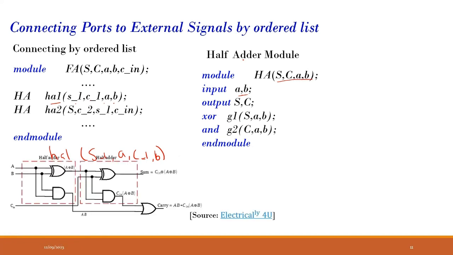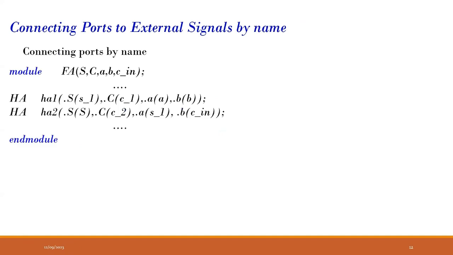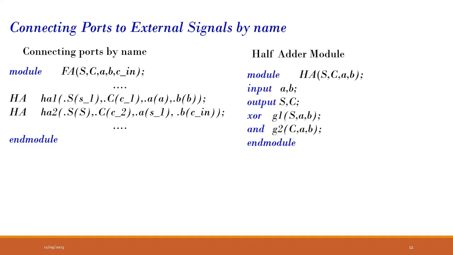Now, okay, so this is how a full adder is made of two half adders. Now another thing is we can either call them by the dot S. So in this case, let us say we have half adder 1. We call dot S of S_1. Then we can call dot A of A. Then dot B of B. Then dot C of C_1. Even if we do that, it will not give an error.